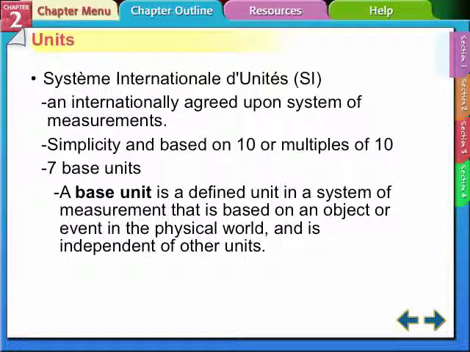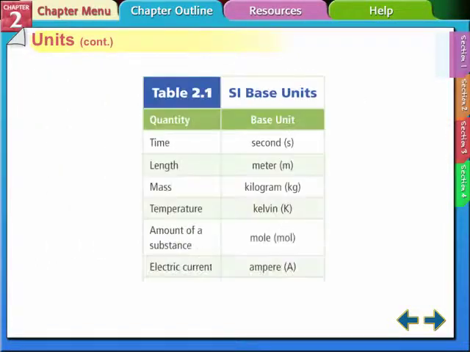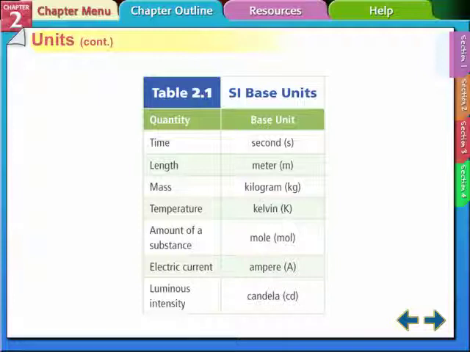There are 7 base units to the system that we're going to work on. There are a few others. The base unit is the system of measurement that's based on an object or event in the physical world and is independent of other units. I say that there's others because this list is incomplete. You have electric current, you have luminous intensity. There's no energy in here, and energy has a base unit in the SI as well. Plus there's momentum and a couple of other things, but we'll get into those when we get into physics.